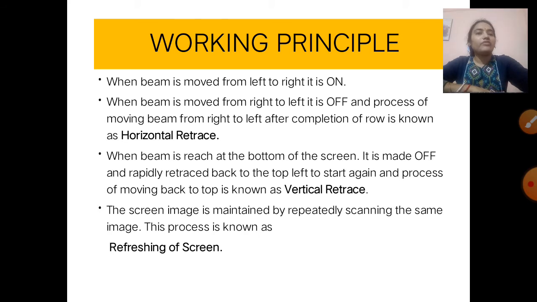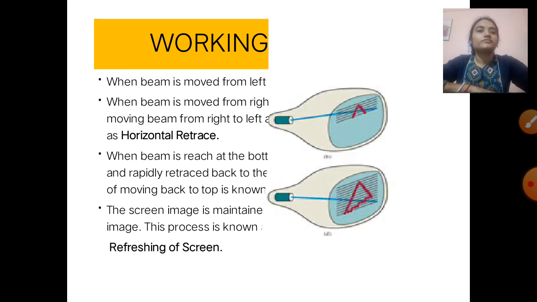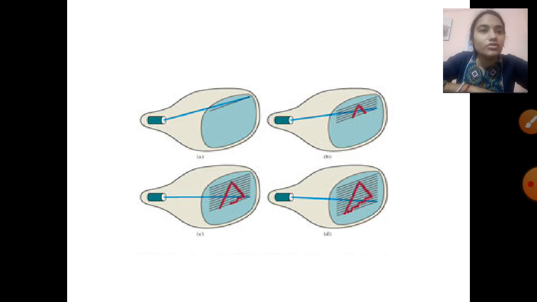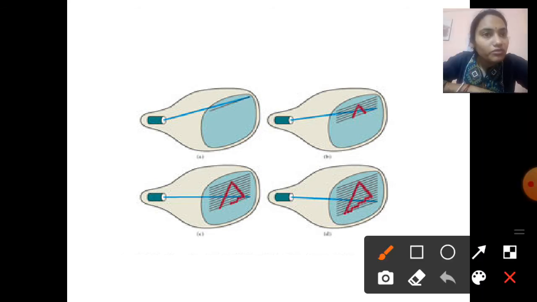At a time, it will scan only one line, and repeatedly it will scan all the lines. This process is known as refreshing the screen. Here in this figure, in the first monitor it scans only one line. After that it repeatedly scans the second line, third line, fourth line, fifth line. Here it retraces, and it shows a triangle.